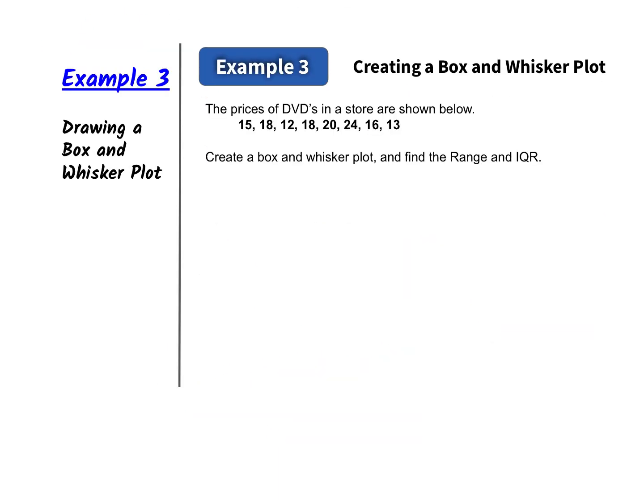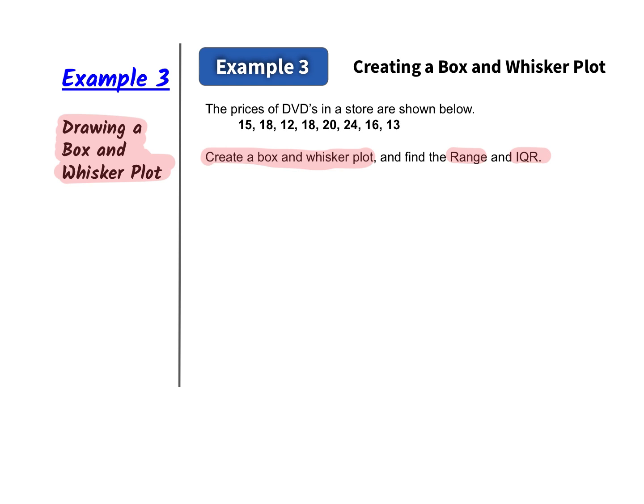Example 3, we're going to be drawing a box and whisker plot. We have the price of DVDs in a store. We have a list of all of those prices. It wants us to create a box and whisker plot, find the range, and IQR. I've gone ahead and highlighted what I needed you guys to highlight here for me.